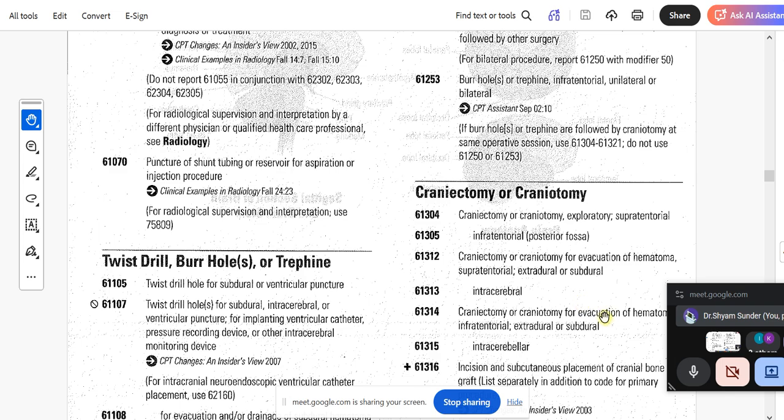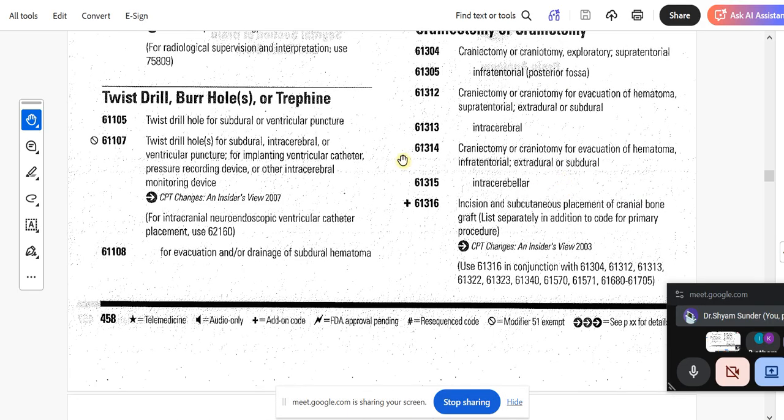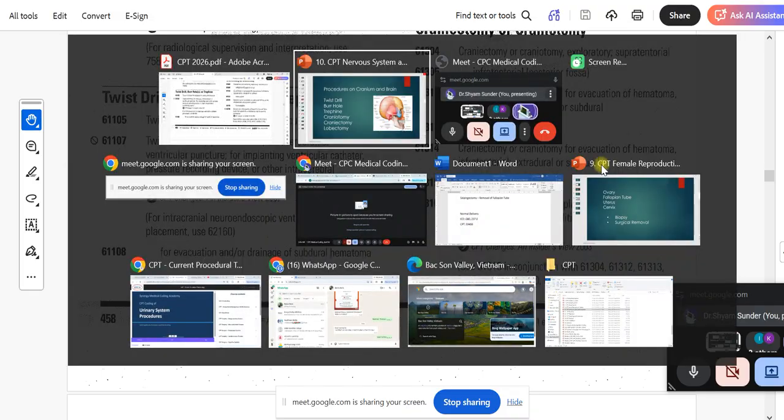Now, open procedures. Craniectomy, removal of cranial bone, or craniotomy, opening the cranium. 61314. Craniectomy or craniotomy for evacuation of hematoma, infratentorial, extradural, subdural. So they are dural, extradural, subdural. They are referring to the meninges.